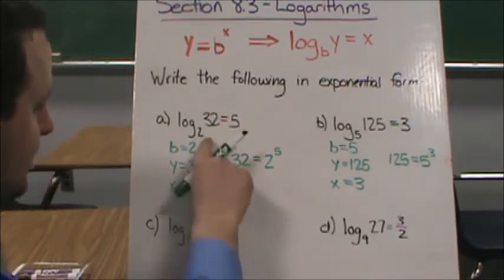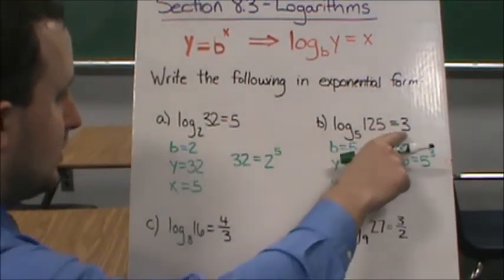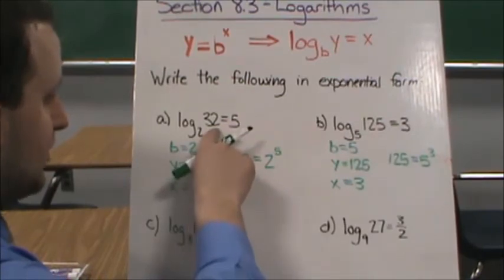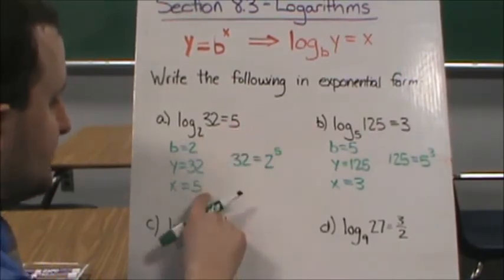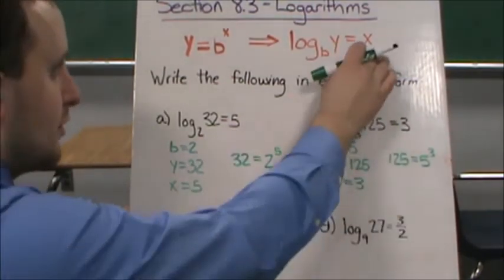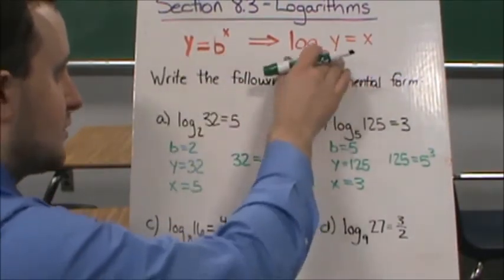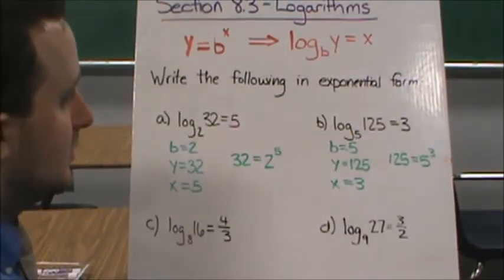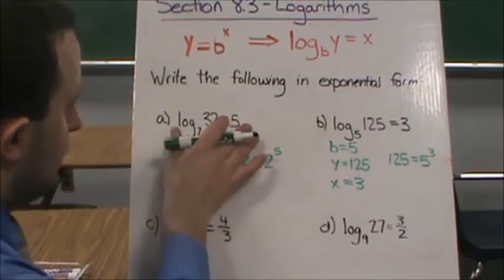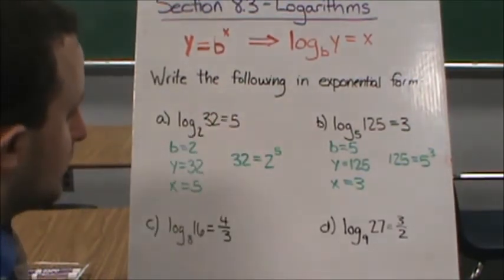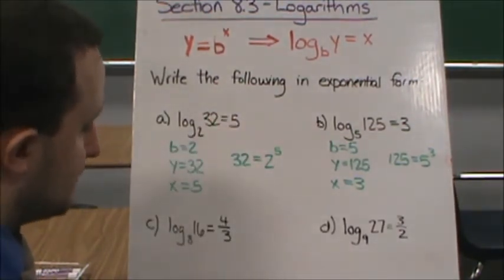So just thinking about what these terms really mean, in this case the 2 is our base, 32 is our y value, and 5 is our x value. So just knowing what this means, what the definition of a logarithm means, can help us rewrite a logarithm, something in logarithmic form, into exponential form.